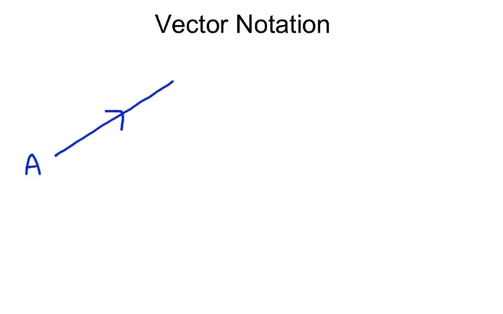Often we will label the ends of that line with 2 letters, and we might want to be able to refer to that line at a later stage. And there are 2 ways we could do that. The first way is writing the 2 endpoints of the line, A, B, but to show that it is a vector, to show that it has a direction, we put an arrow over the top of it. So AB with an arrow over the top of it refers to that line segment, that vector.